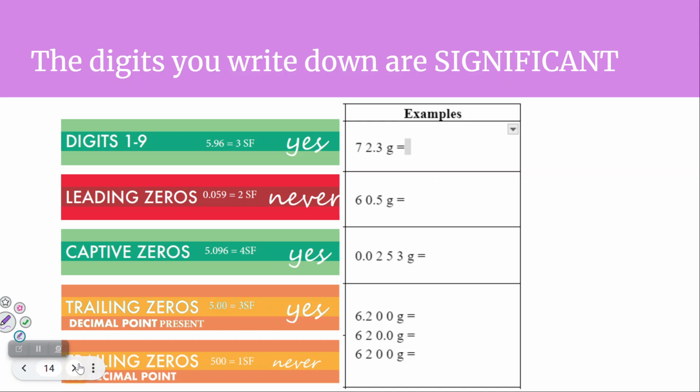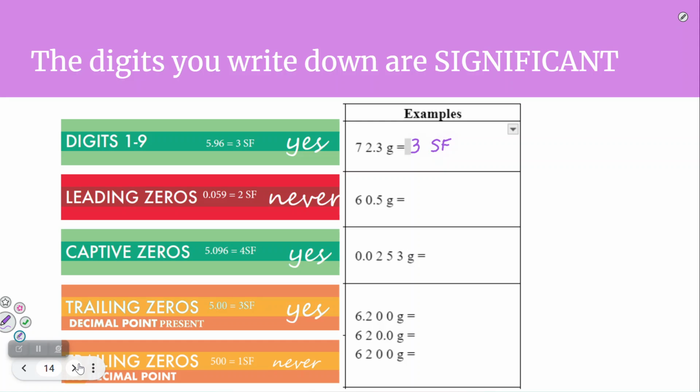So we have 72.3 grams. How many significant figures do you have here? Good. All of them are significant because they're all not zeros. Okay. 60.5. How many significant figures do we have here?